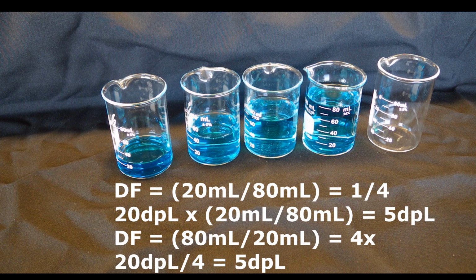20 over 80 is a quarter. Multiply a quarter by the initial concentration of 20 drops per liter. The final concentration is 5 drops per liter. Or if you prefer, dilution factor is 80 over 20, it's 4 times. Your initial concentration is 20 drops per liter, divided by 4 is 5 drops per liter. You'll get it right every time. Don't memorize a formula.